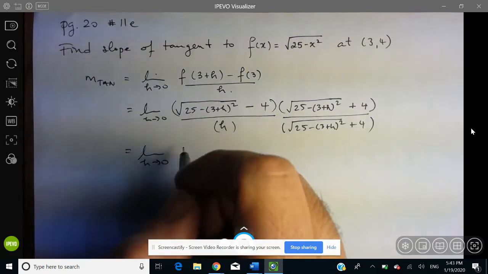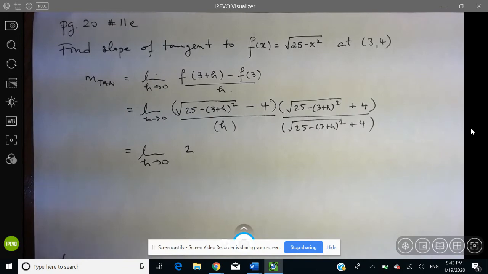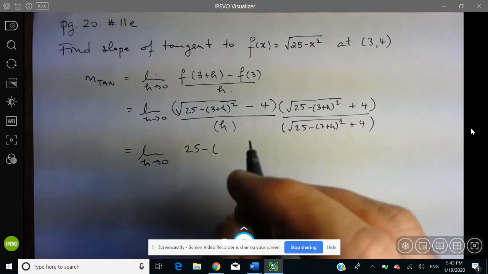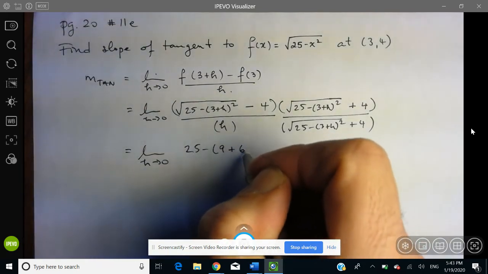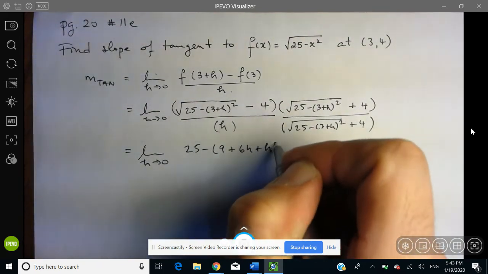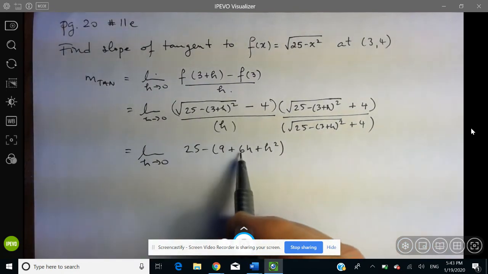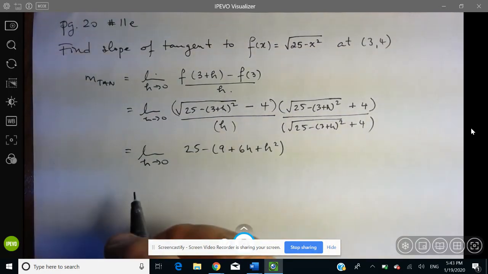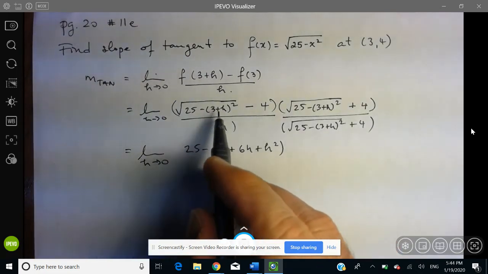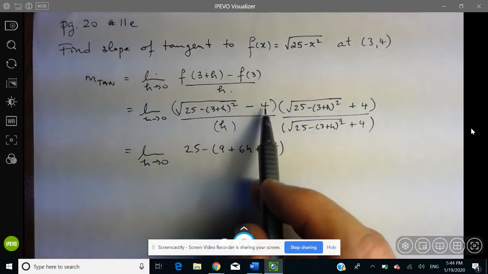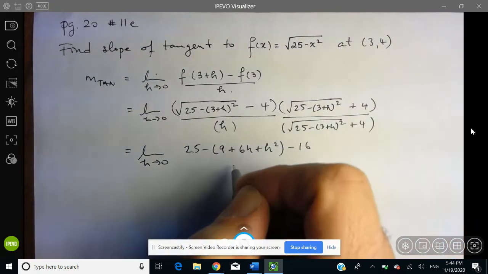And this is where, to save myself a step, I have 25 minus, and I'll expand this (3 plus h) squared. That's going to be 9 plus 6h plus h squared. Remember the old trick: square the first, square the last, twice the product of first and last. So 2 times 3h, 6h. Notice I make sure I put brackets around the (3 plus h) squared because the whole thing is being subtracted. And then, of course, I've got my other square, so minus the square of 4, so minus 16.